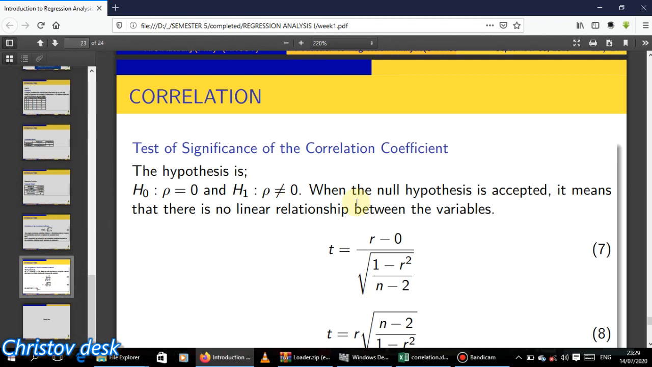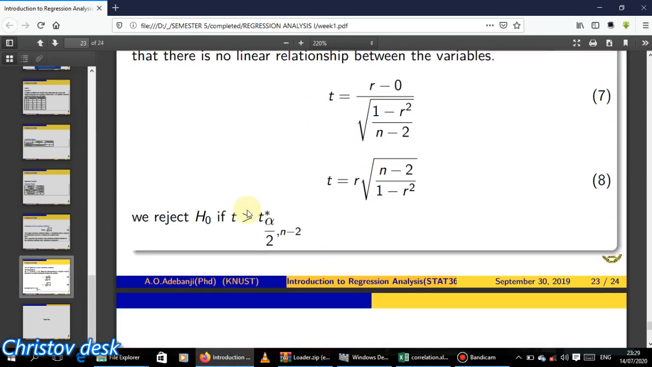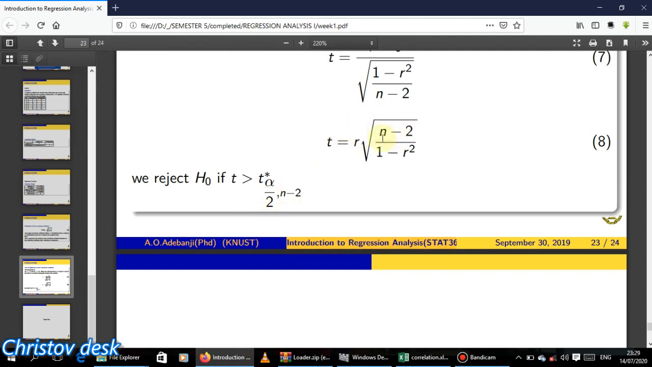So you write down your null and alternative hypothesis and try to compute your t value, which is just r minus rho, and it happens that rho is 0. So simplifying gives you t as that. Okay, so this will give you a test statistic, and this will be your critical value, and you reject H naught if your test statistic is greater than your critical value.